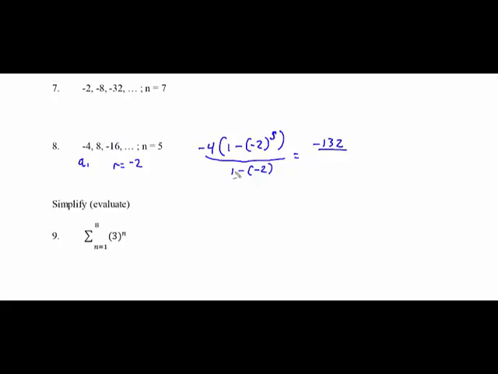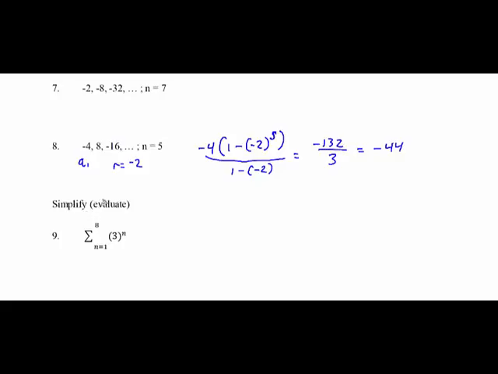In the denominator, I have 1 minus minus 2, which is 3, and if I divide these two, then I would get the answer of negative 44, which makes sense since these numbers are oscillating from positive to negative to positive to negative. The sum can vary very greatly as far as we go. So that's kind of an interesting answer.